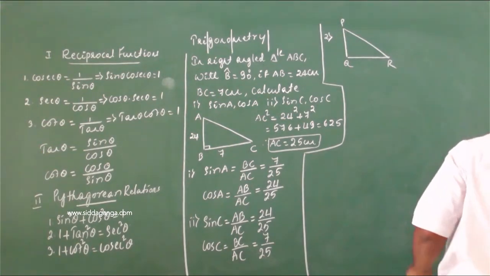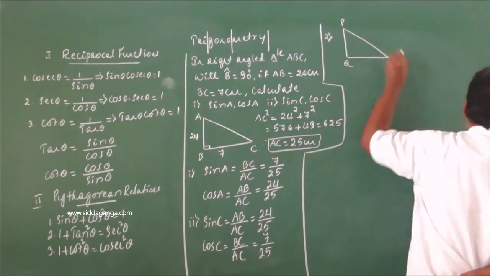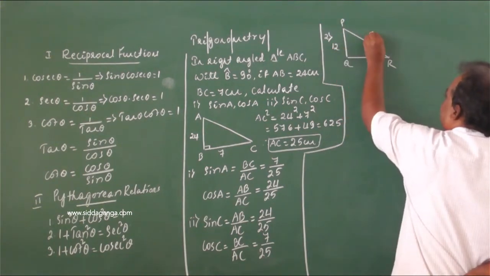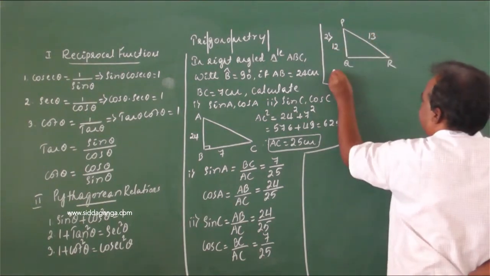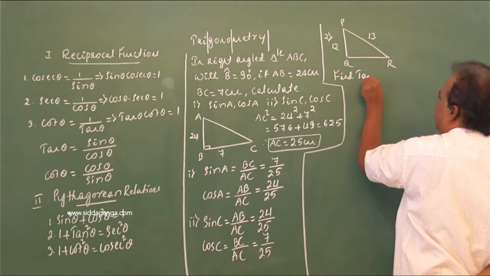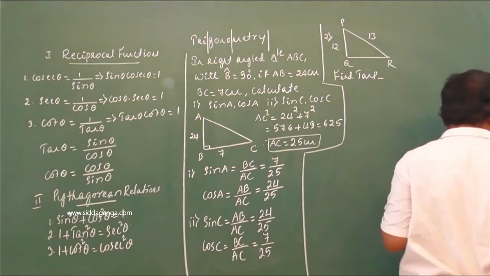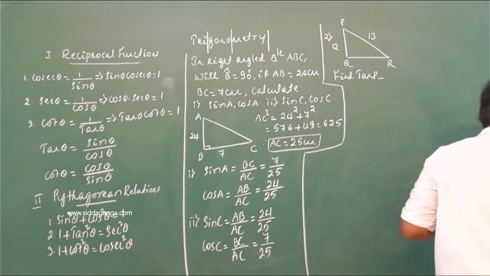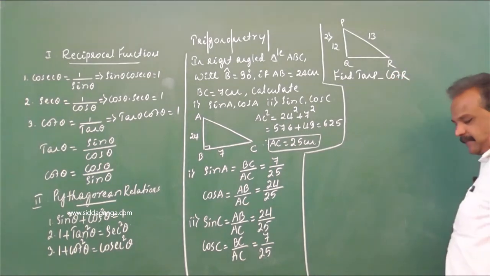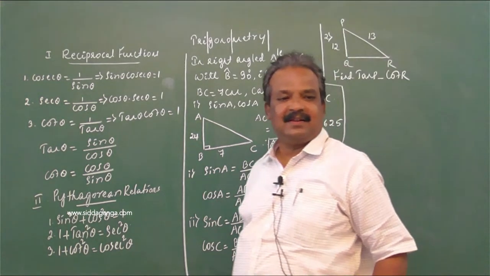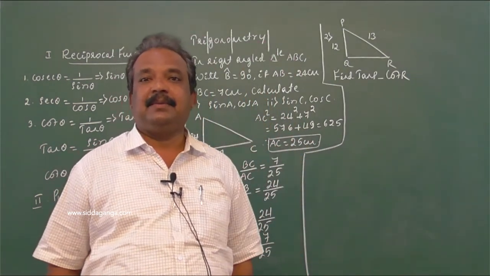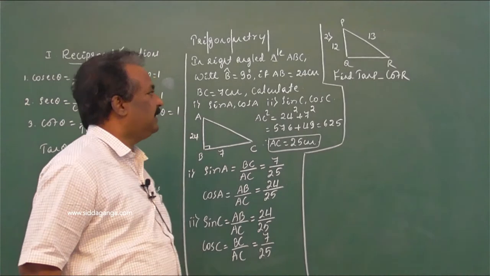Okay. Now, in this triangle PQR, just one problem. The values given are 12 and 13. Find tan P minus cot R. Very good question. Tan P minus cot R. What does that mean?